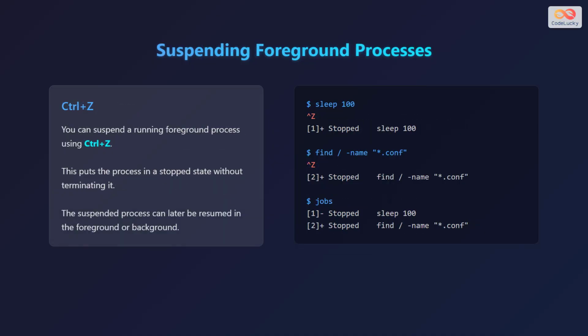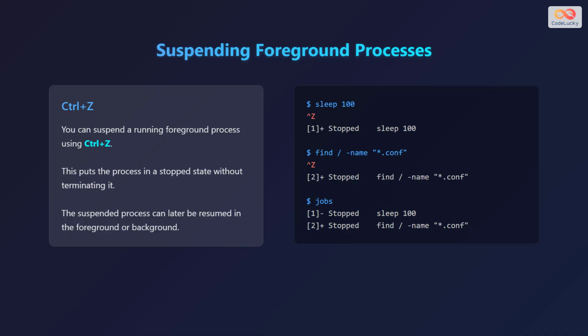You can suspend a running foreground process by using the key combination Ctrl+Z. This action pauses the process and puts it into a stopped state, but without terminating it. This can be useful if you want to temporarily halt a process to free up resources or to switch to another task. The suspended process can be resumed later, either in the foreground or in the background.